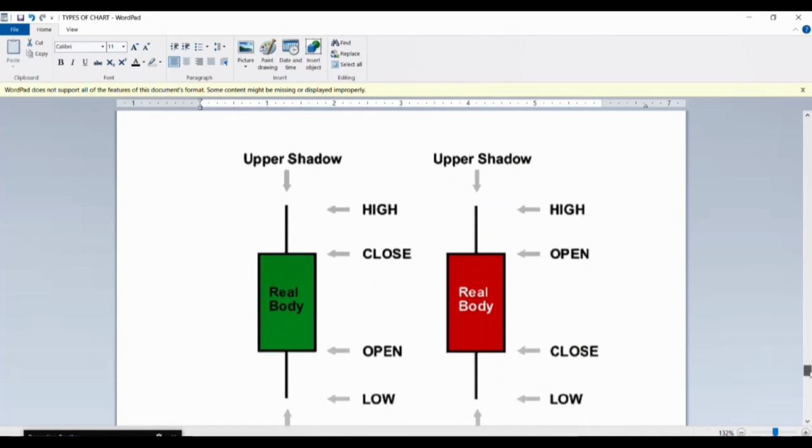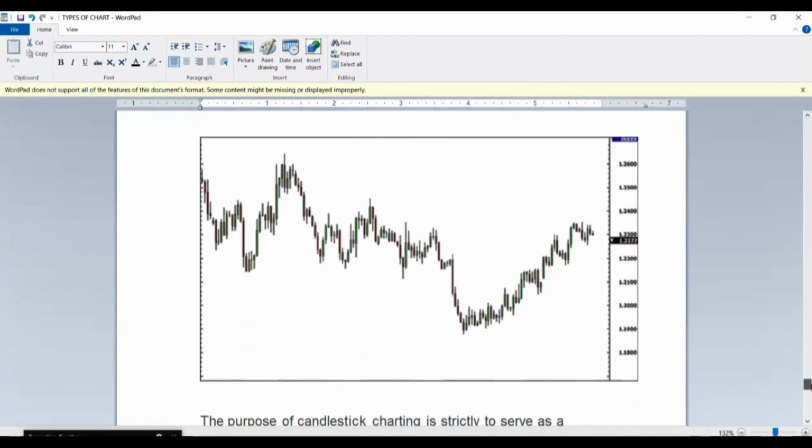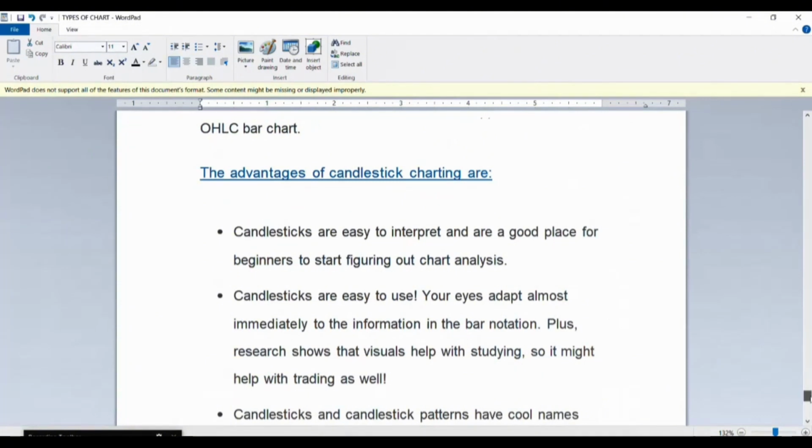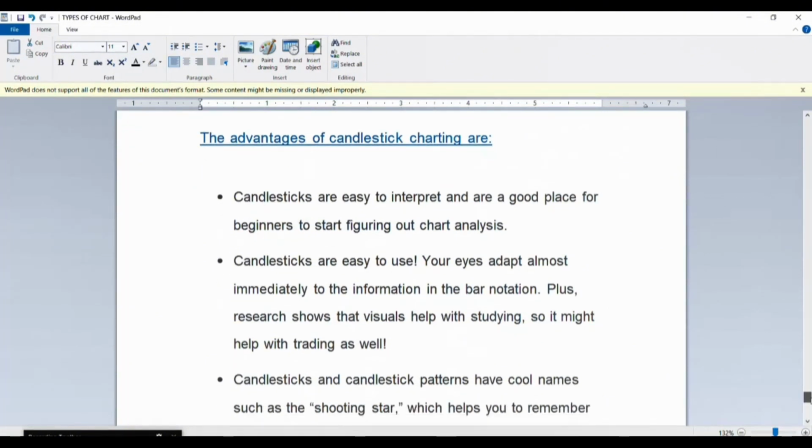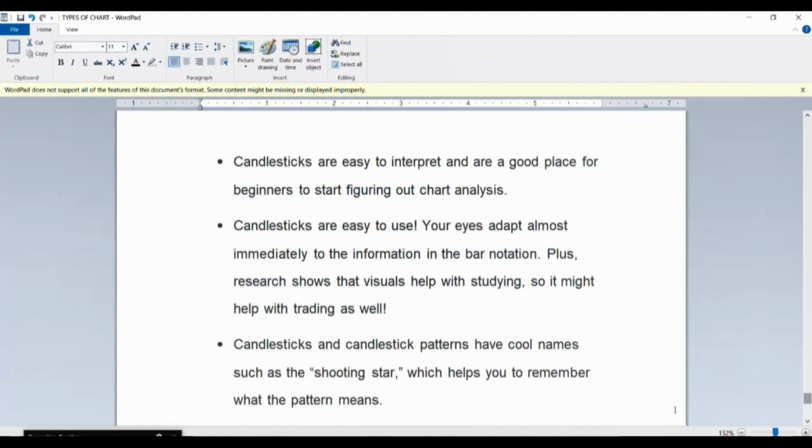They are very colorful and they are easy to understand. You can go down and look at the advantages of using candlesticks for charting. This PDF is going to be posted in the group so you can have time to go over it. Now let's go into our chart and see what we are talking about.